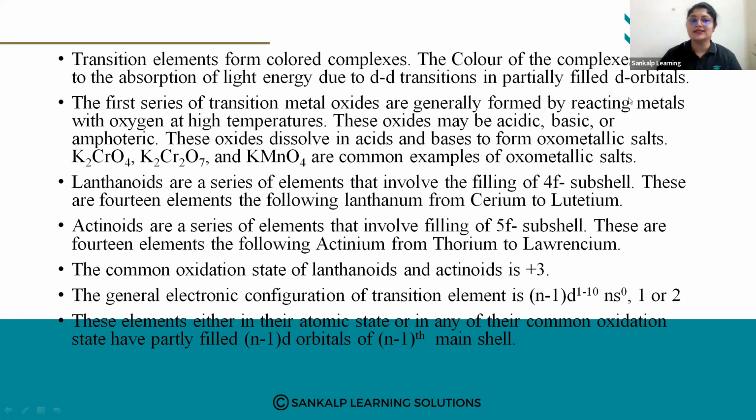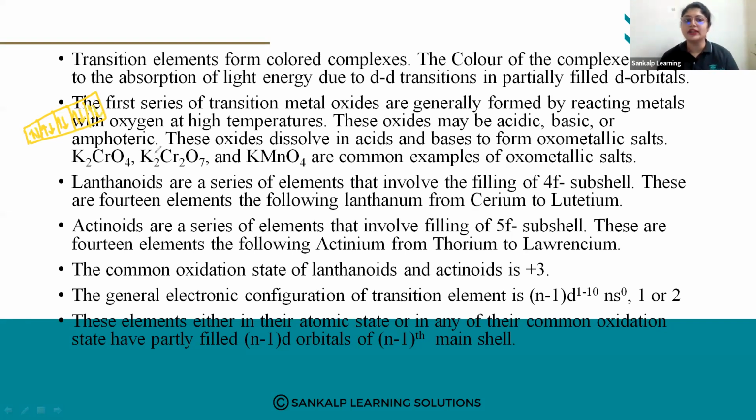So the color of the complexes is due to the absorption of light, due to d-d transition. d-d transition means it is undergoing transition from one level to the next, from a lower to a higher energy. It is due to partially filled d orbitals. Partially filled means it is not completely filled. In d orbitals, how many electrons can be accommodated? The maximum number of electrons that can be accommodated is 10. So 1, 2, 3, 4, 5, 6, 7, 8, 9, 10.